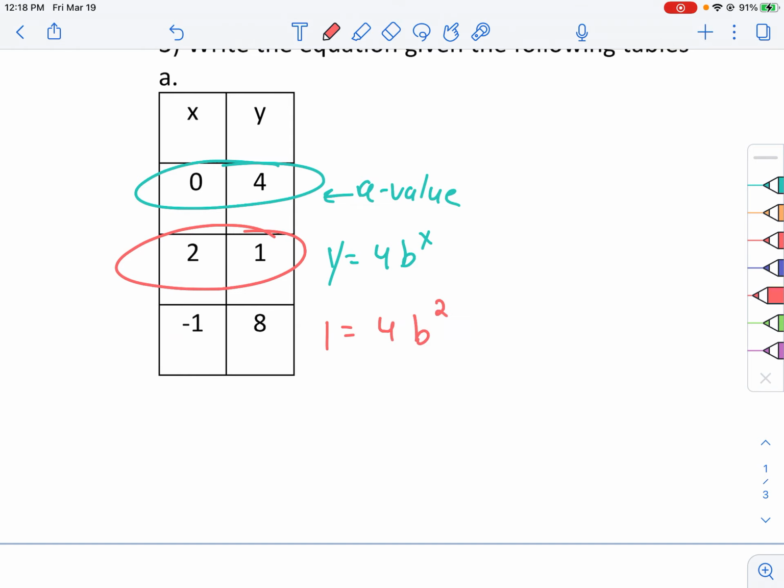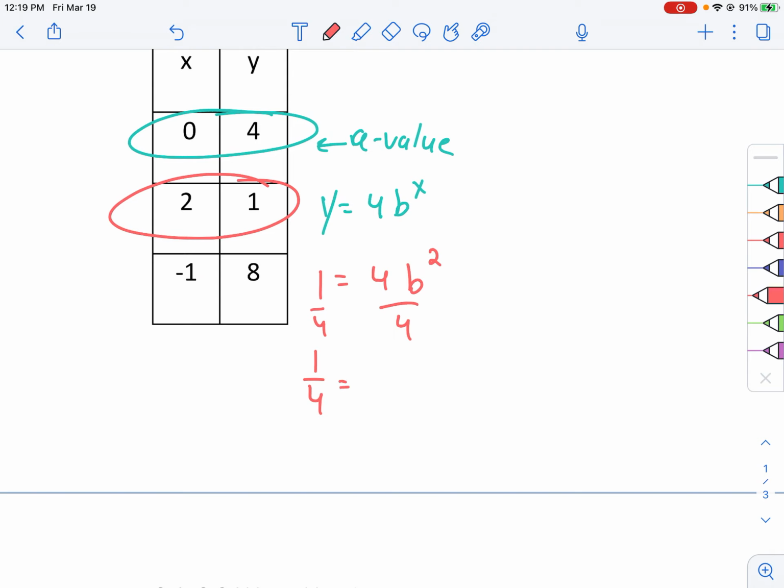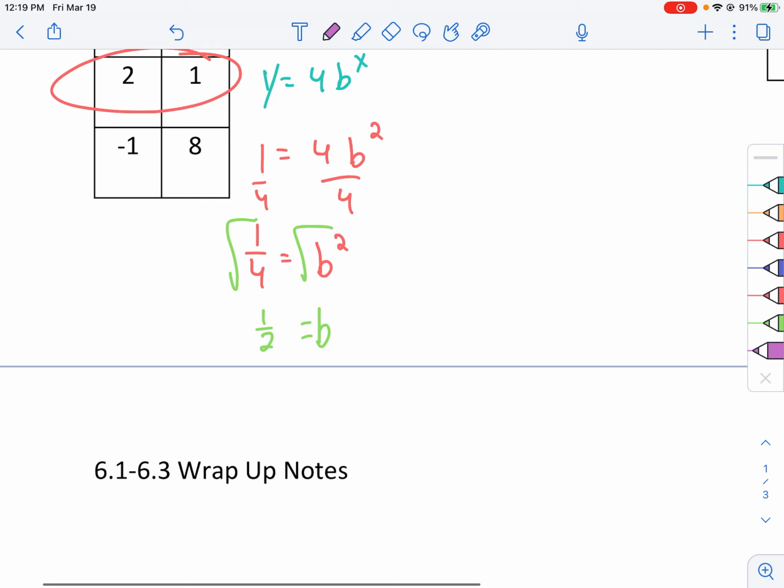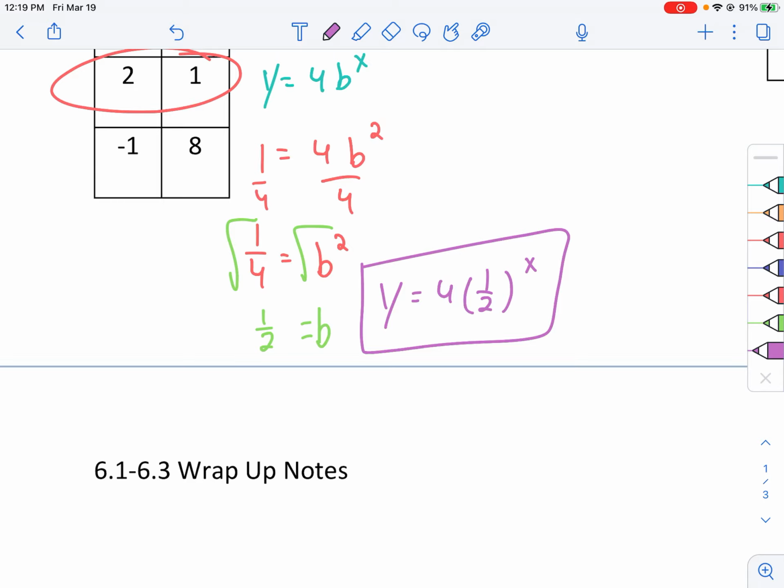In this case, let's use this 2, 1 point. So it's 1 is equal to 4b squared. Divide both sides by 4 to get 1/4 is equal to b squared. When you square root both sides here, one thing you need to note is b is not allowed to be negative. So we don't put plus or minus, even though we added that square root. We just put positive 1/2. So then our final equation is y equals 4 times 1/2 to the x.